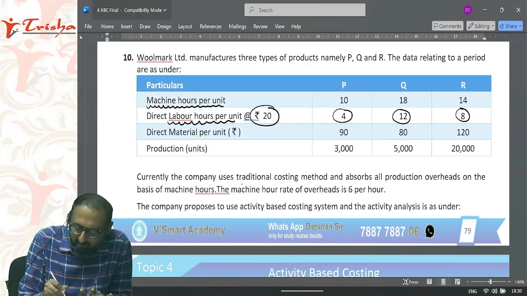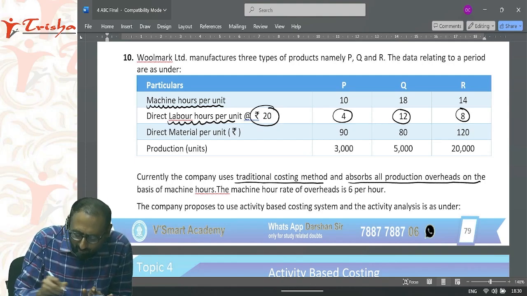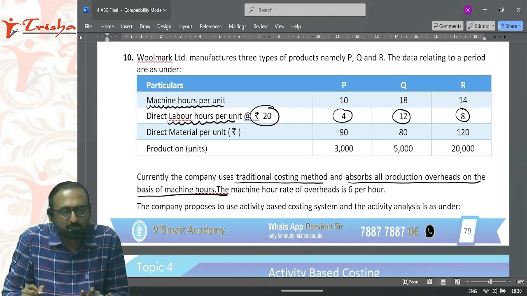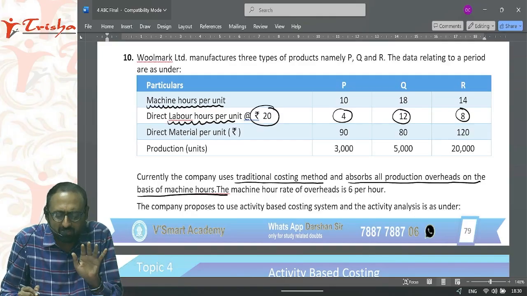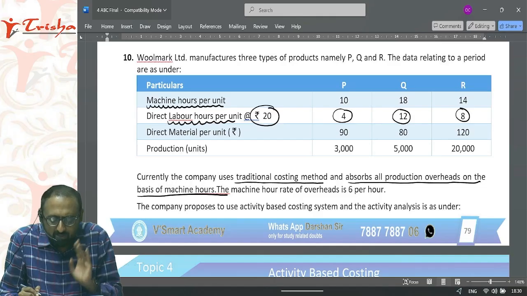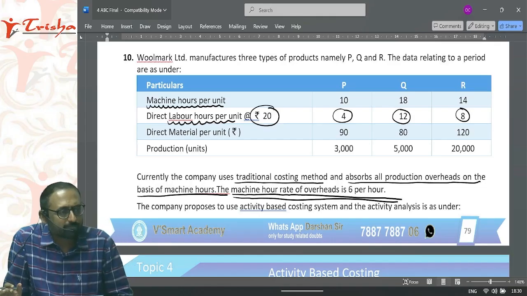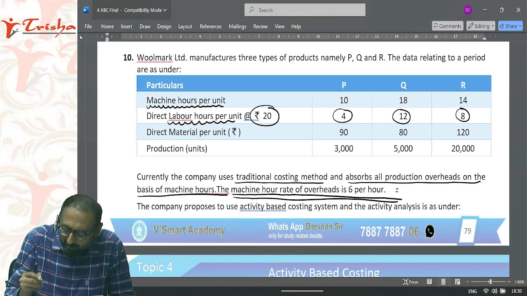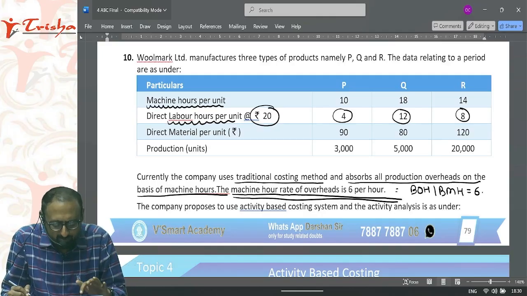Currently, the company uses the traditional costing method and absorbs all production overhead on the basis of machine hours. Sir, which method is followed here under the traditional method of costing? Machine hour rate. What is the formula for machine hour rate? Simple, sir. Total budgeted overhead divided by total machine hours. Correct, guys? Sir, fortunately in this question they have already given the machine hour rate. How much is your machine hour rate? Is it 6 rupees per hour? How have they calculated this machine hour rate? Sir, budgeted overhead divided by budgeted machine hours is equal to 6. Correct, guys?